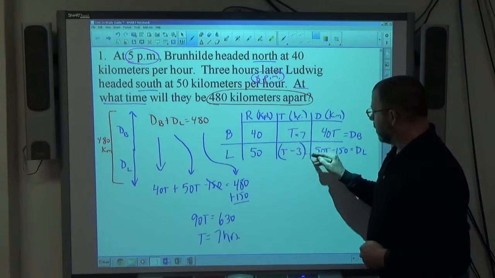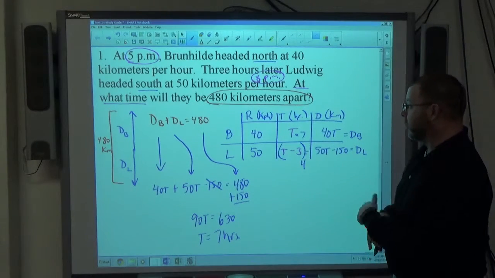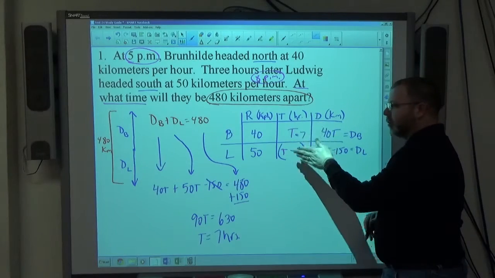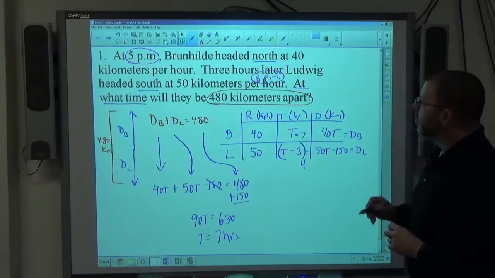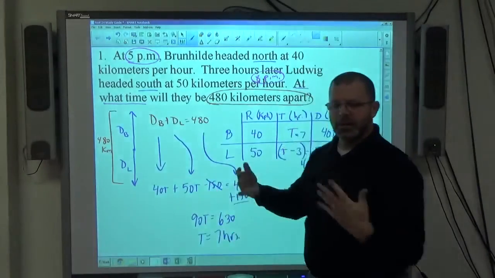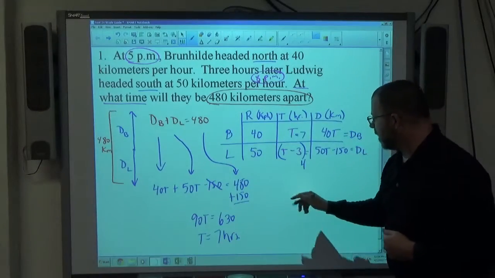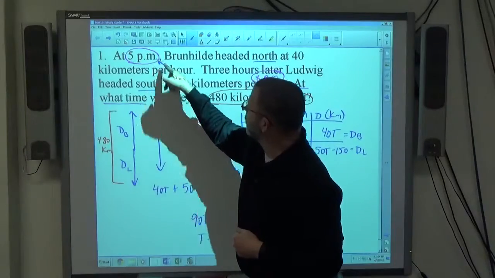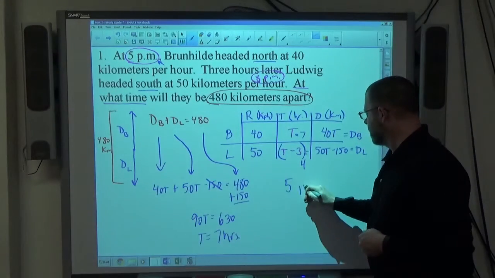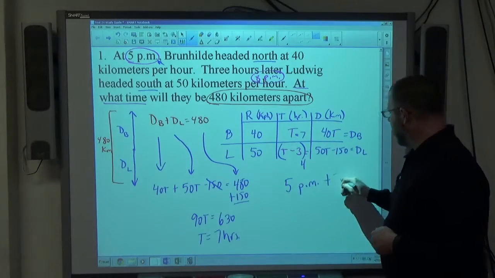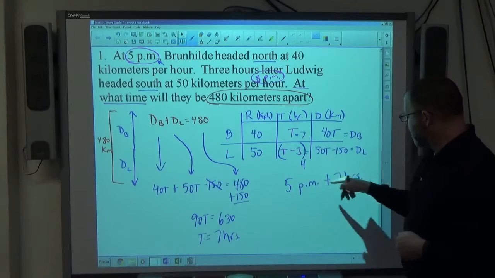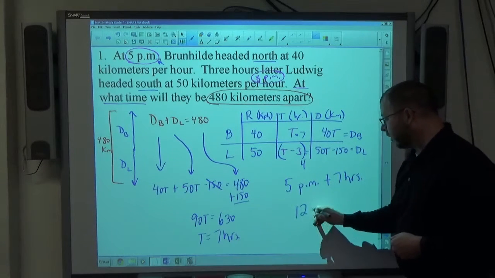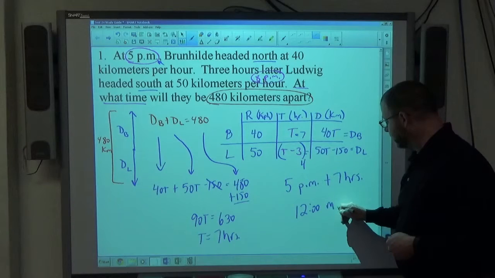T minus 3 then will be 4. That's how long Ludwig took. So we knew how many hours Brunhilde traveled and how many hours Ludwig traveled. But the question says at what time. They want to know the time on the clock. So we take, since t represents Brunhilde's time, we take Brunhilde's starting time, which is 5 p.m. We add 7 hours to that. 5 p.m. plus 7 hours makes 12 o'clock, midnight.